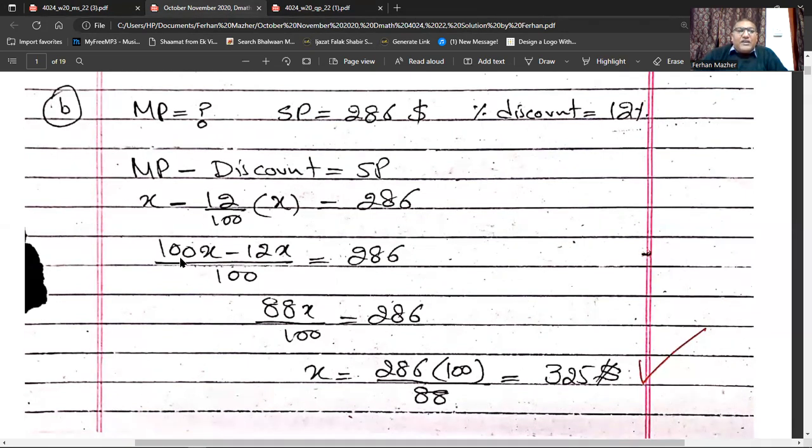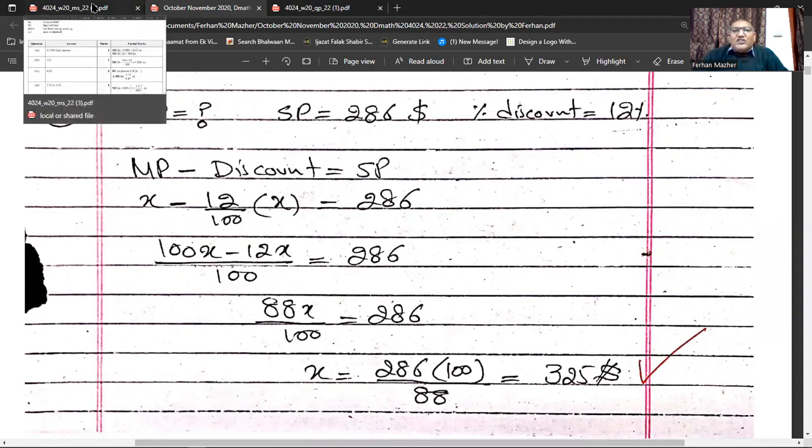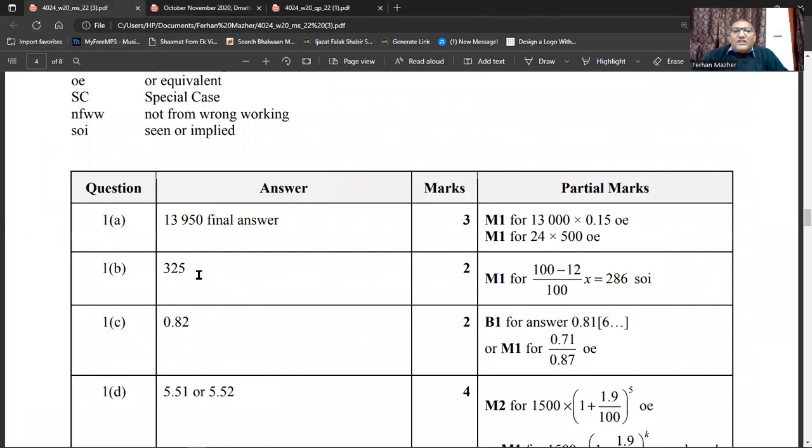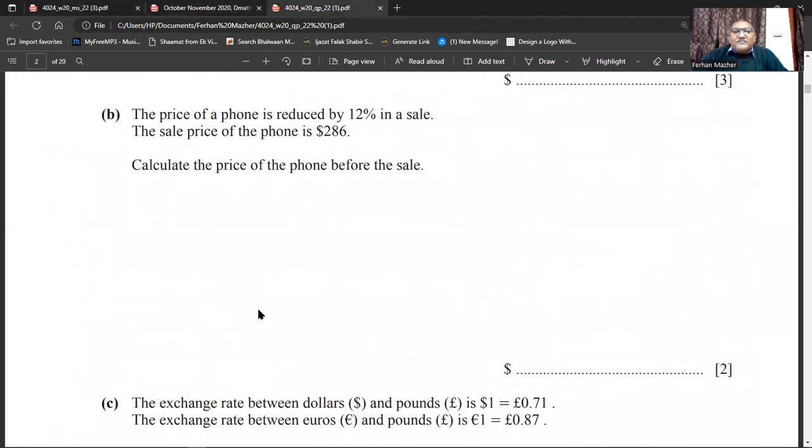We will take the LCM here. So you will have 100X minus 12X, all over 100, is equal to 286. So it will become 88X by 100 is equal to 286. So X will be equal to 286 multiplied by 100 divided by 88, and that will be $325. So the mark price of this thing is $325. Our answer is right.